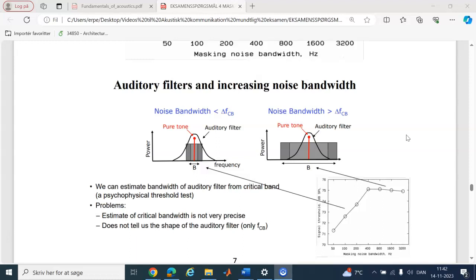We can estimate the bandwidth of auditory filters from the critical band. Problems: the estimate of critical bandwidth is not very precise, and it doesn't tell us the shape of the auditory filters. Only the FCB.